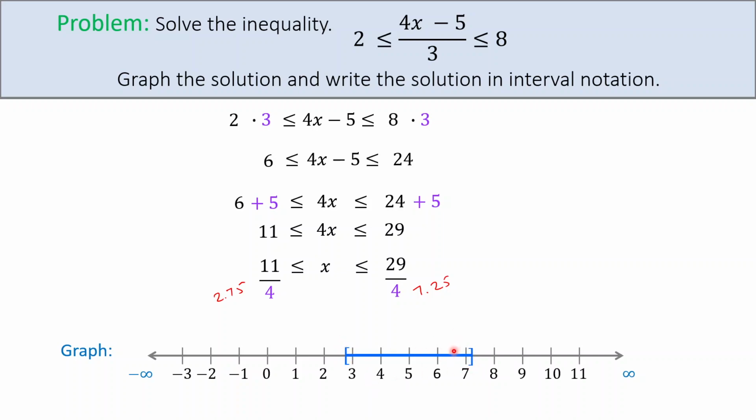This is the graph. Now we write this in interval notation. First write this. Equal sign, so put a bracket, comma, this number. Now equal sign, so you need to put a bracket. This is the interval notation.